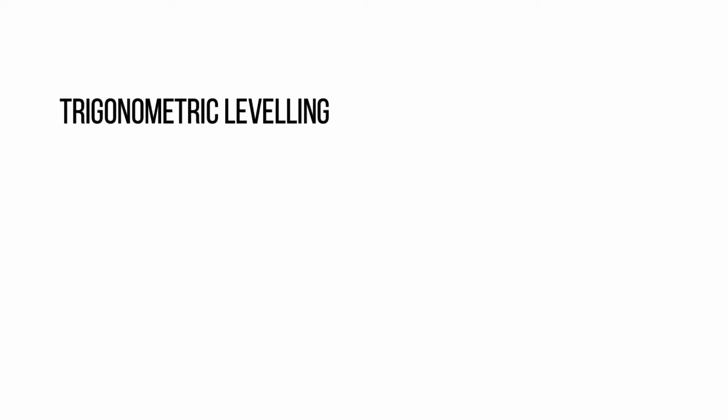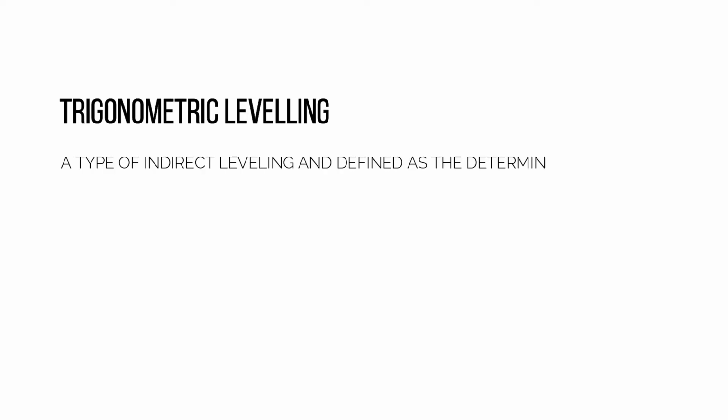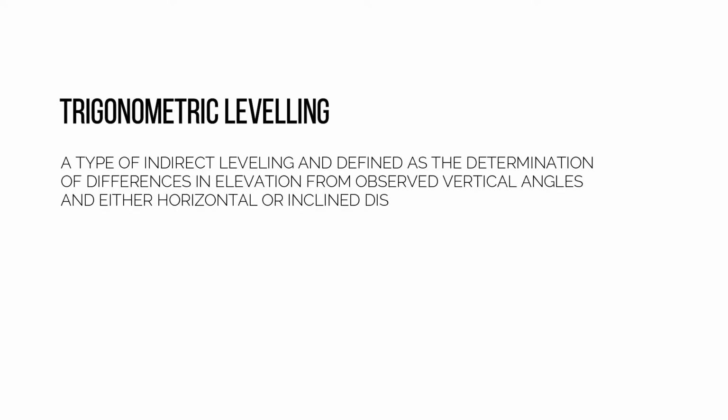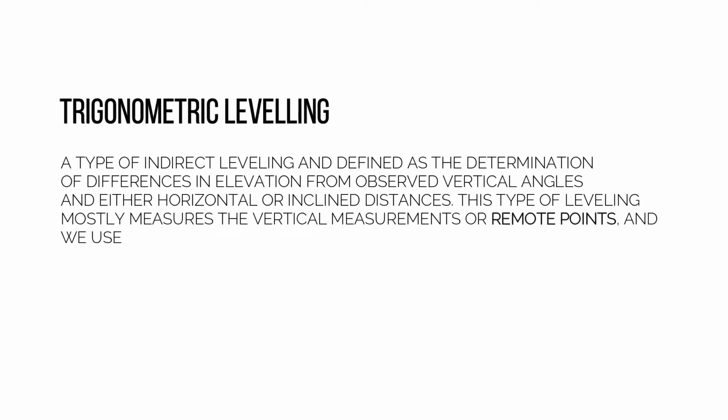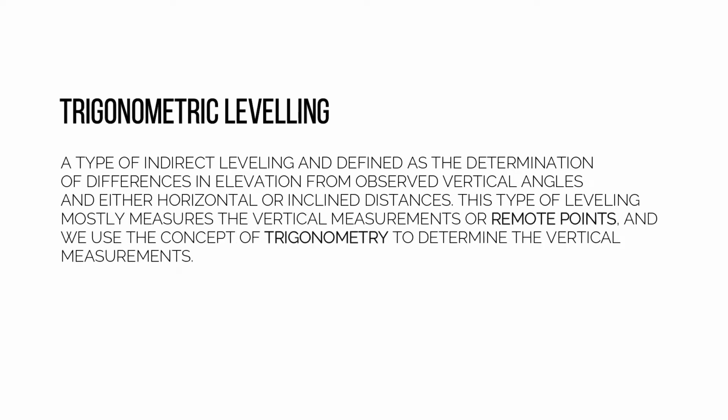So let's first discuss the definition of trigonometric leveling. Trigonometric leveling is a type of indirect leveling defined as the determination of the differences in elevation from observed vertical angles in either horizontal or inclined distances. This type of leveling mostly measures the vertical measurements of remote points, and we use the concept of trigonometry to determine the vertical measurements.